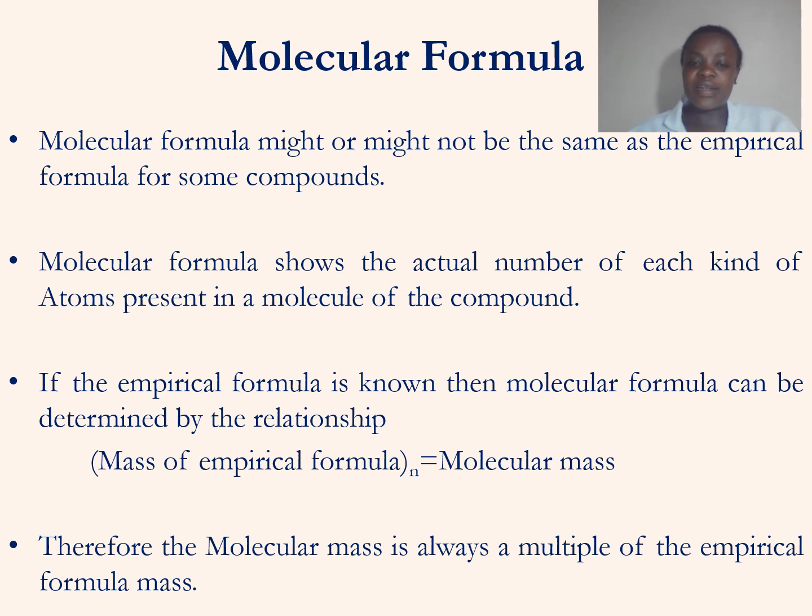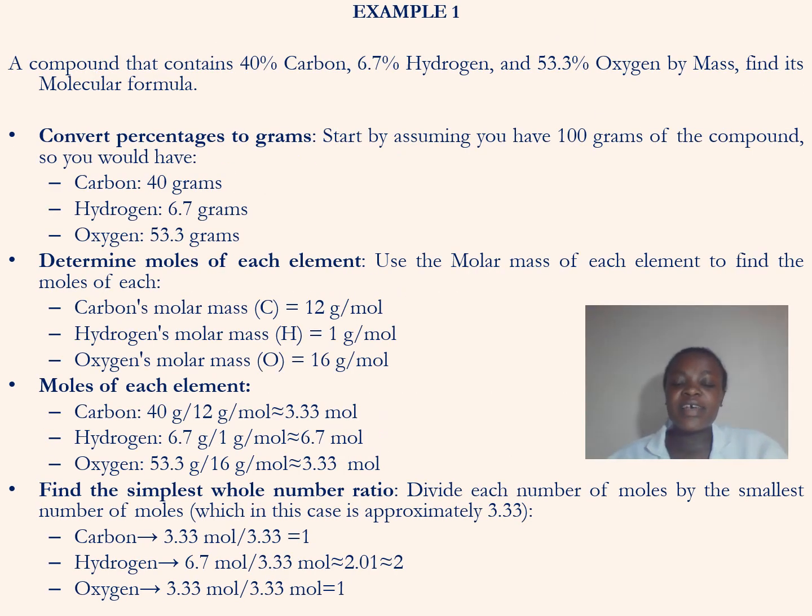I hope that is well understood so that we can now look at several examples. We start with example number 1. We are given a compound that contains 40% of carbon, 6.7% of hydrogen, and 53.3% of oxygen by mass. We are told to find its molecular formula. The first thing is to find the empirical formula.